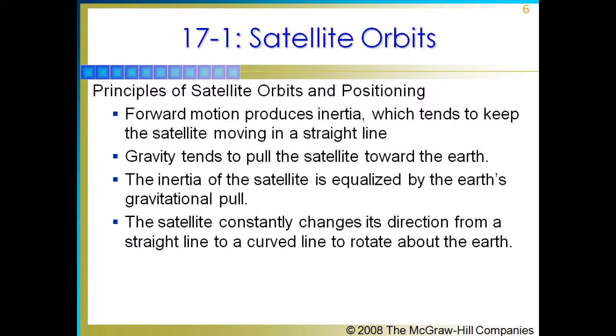There are factors affecting the rotation of a satellite in an orbit. First, forward motion produces inertia, which tends to keep the satellite moving in a straight line, and gravity tends to pull the satellite toward the Earth. The inertia of the satellite is equalized by the Earth's gravitational pull, and lastly, the satellite constantly changes its direction from a straight line to a curved line to rotate about the Earth.